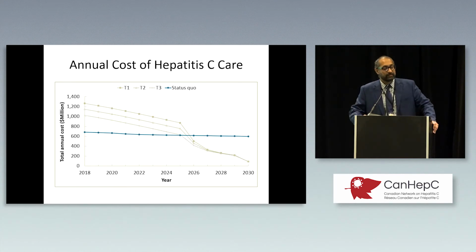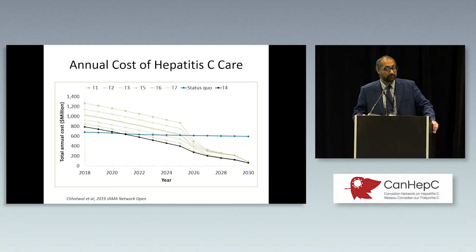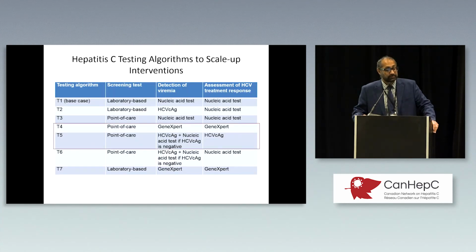But if we add other testing algorithms that I just showed in the table, the costs keep coming down. And finally, if you look at this T4, which has the lowest cost of elimination, T4 is point of care testing for screening, and a gene expert for assessment of treatment response and viremia. And T5, which is also very close, is a combination of core antigen and NAT for assessment of viremia.